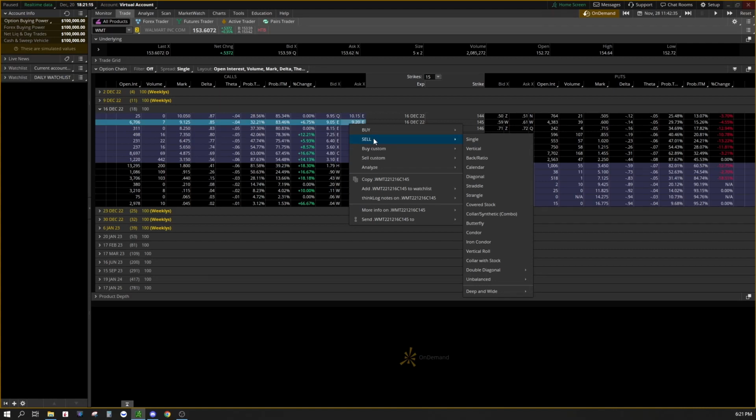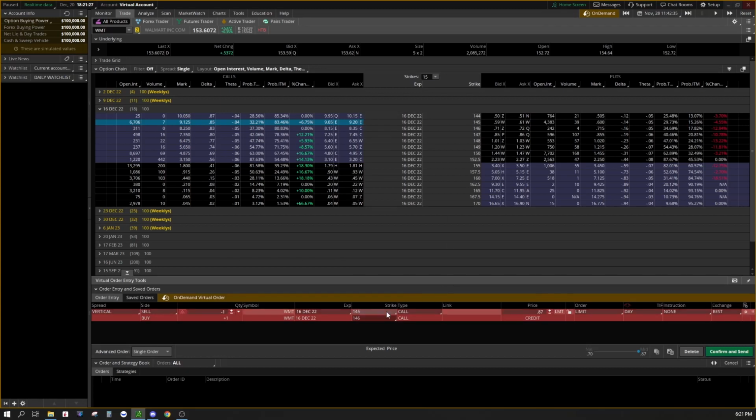Selling on the call side is equivalent to being bearish, as selling on the put side is equivalent to being bullish. In this case, we're bearish. So we're going to sell the vertical here at 145, and we're going to sell the 145. We're going to buy the 146 as insurance. Currently, the credit is about 87 cents per contract.